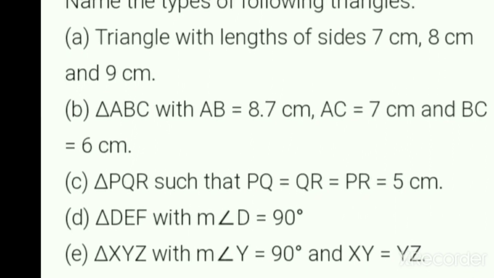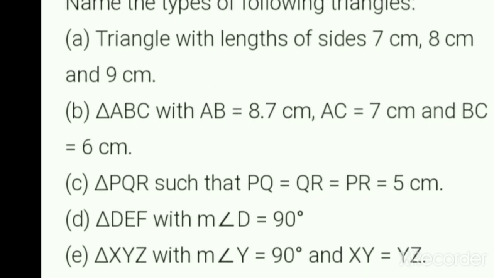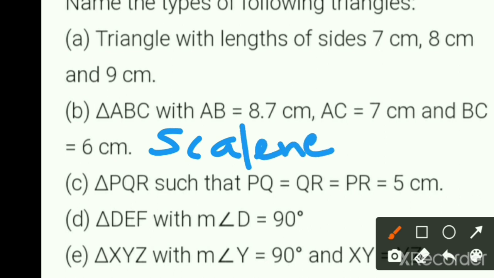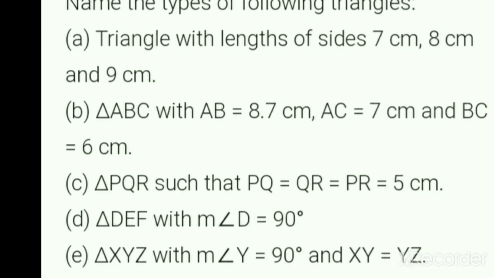Triangle ABC with AB equal to 8.7 centimeter, AC equal to 7 centimeter and BC equal to 6 centimeter. Here also the sides are given and all three sides are different. They are 8.7, 7 and 6. So all three sides are different. So B question also, it is a scalene triangle. Clear, children? Now C question.